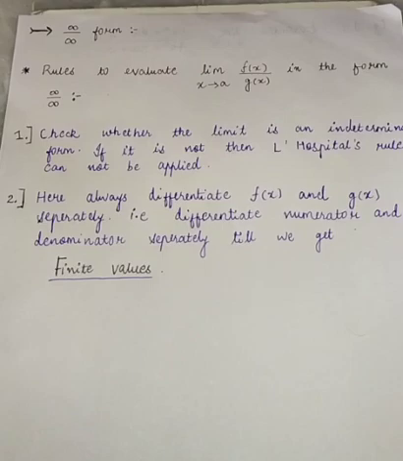Rule number 2, here always differentiate f of x and g of x separately. That is, we have to differentiate numerator and denominator separately till we get finite values. We have to note that we don't have to apply the division rule to the numerator and denominator, but we have to differentiate them separately. So now we will see different examples of infinity by infinity form.